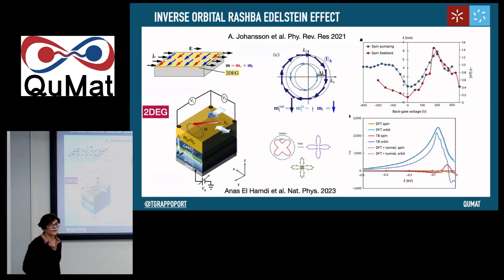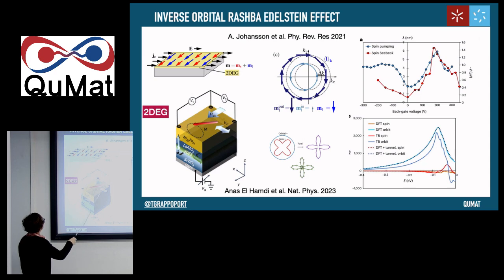The same way we have the Rashba-Edelstein effect for spins, we also have the orbital Rashba-Edelstein effect that was proposed long ago. But the question is how we can measure this effect. Recently there is a work from a French group where they actually managed to measure the inverse orbital Rashba-Edelstein effect. And this is done the following way.